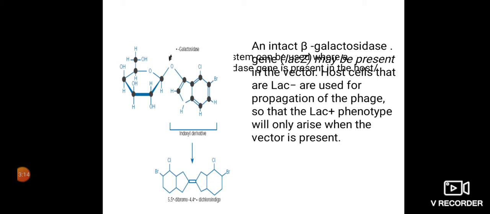So here blue-white screening is able to differentiate the cells which have been transformed with the transgene having the intact beta galactosidase gene. And in another way, people also use this method to identify the recombinant DNA which is not carrying the intact beta galactosidase gene.